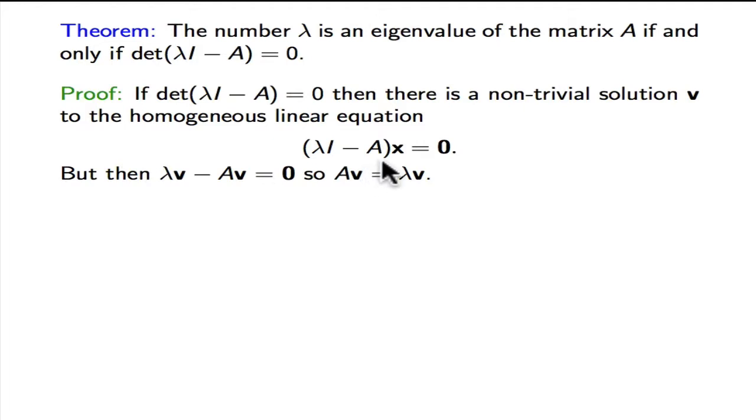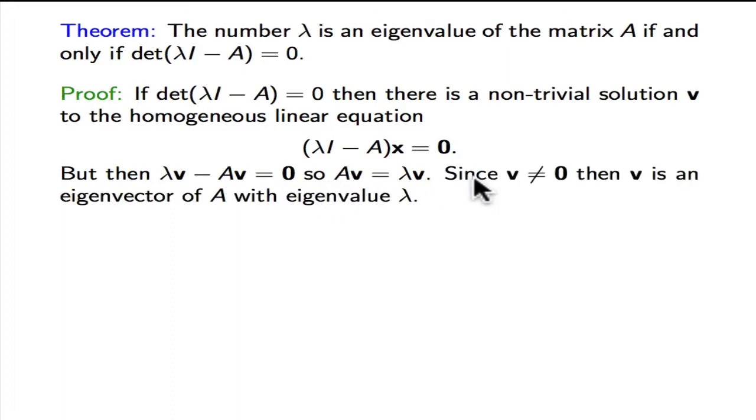But then lambda I minus A times V is equal to 0. Once we multiply, we have lambda times V minus A times V is equal to 0, which gives that A times V is equal to lambda times V. And since V is a non-trivial solution, so V is not equal to 0, then V is an eigenvector of A with eigenvalue lambda. So lambda is indeed an eigenvalue.